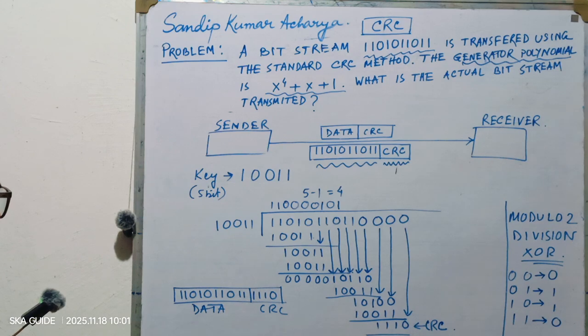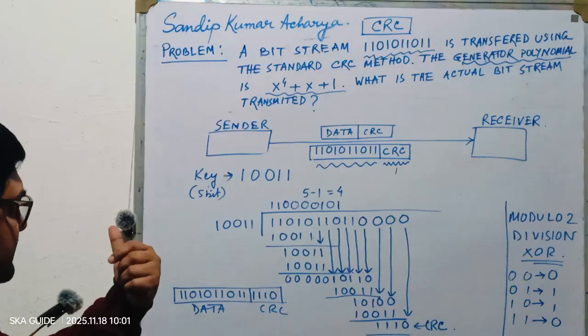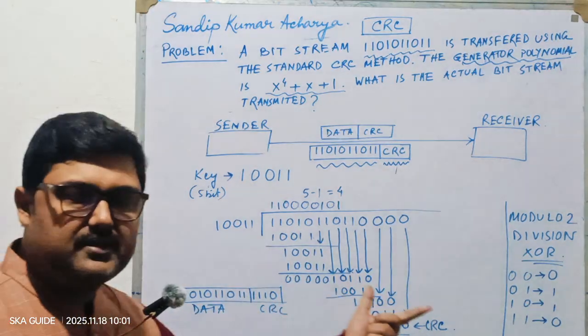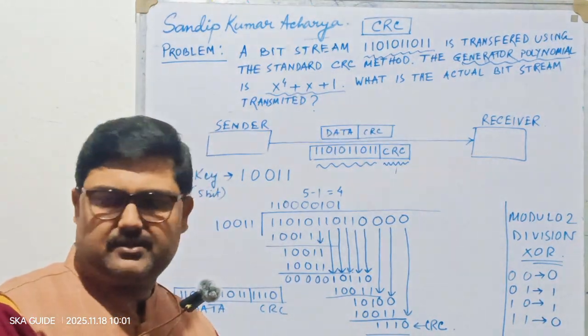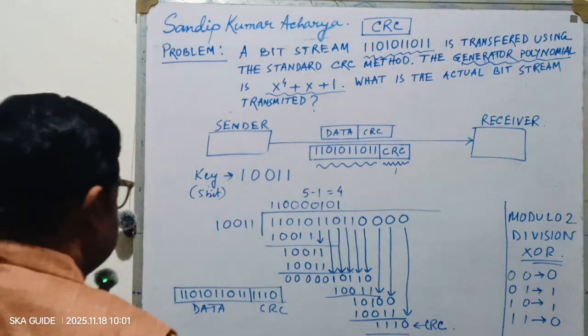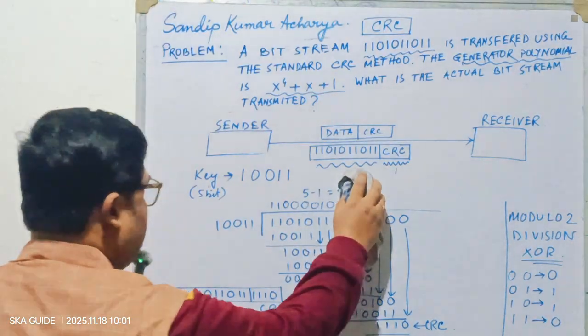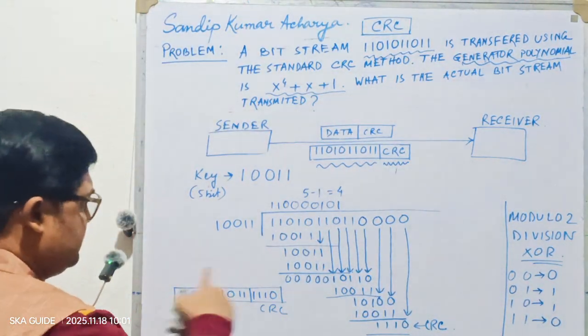Now at the end, we will check this data with the checker function to see whether an error is there or not. We'll do it very quickly. So at the receiving end, this data is being received.